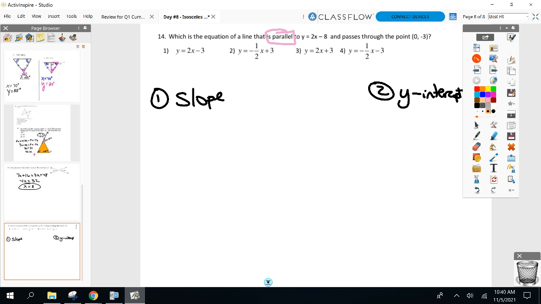2x? No, no x. Just 2. Okay, so the slope's 2. Y-intercept, here's how we found it. You use y equals mx plus b. You plug in for y, m, and x, and you solve for that b. All right, somebody's going to help me do that.